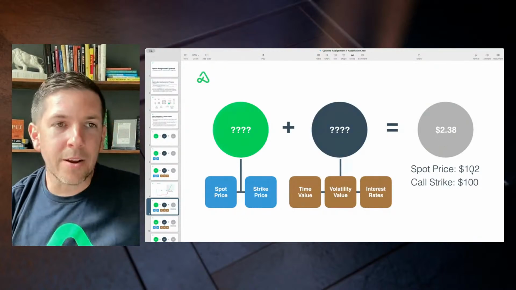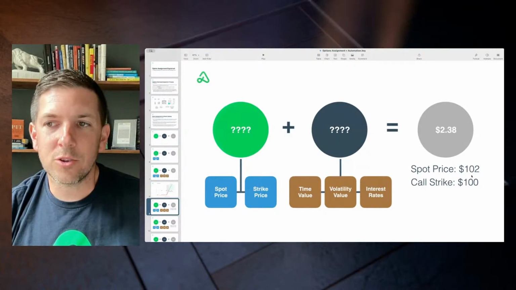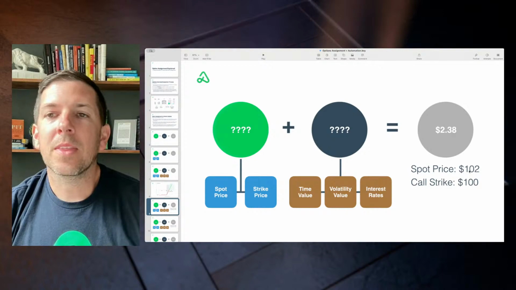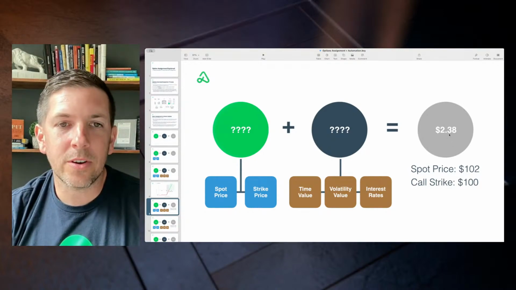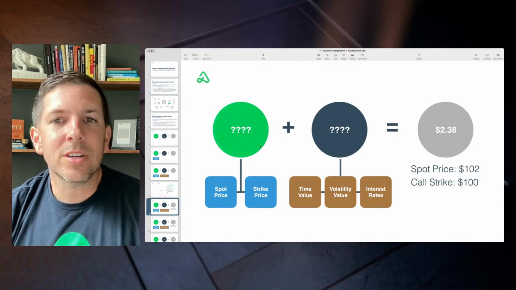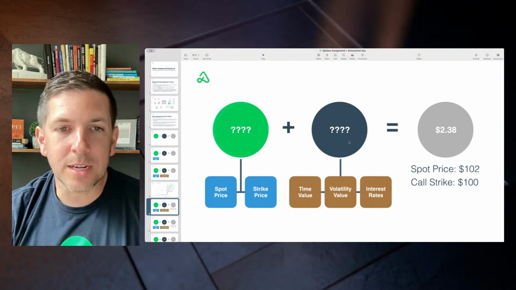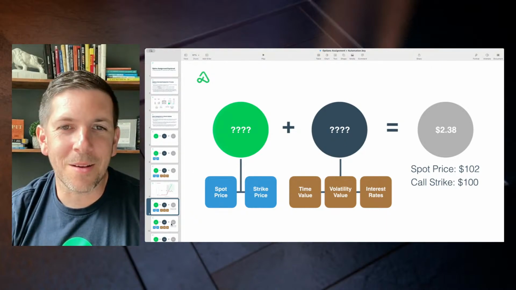So the option buyer on the one side bought this call option for a strike of 100, and it's currently trading at 102. The price of the contract, the 100 strike call, is $2.38. So the question is, what is the intrinsic and extrinsic value component of that option price? Go ahead and do it yourself. Pause the video if you want to and come back, okay?